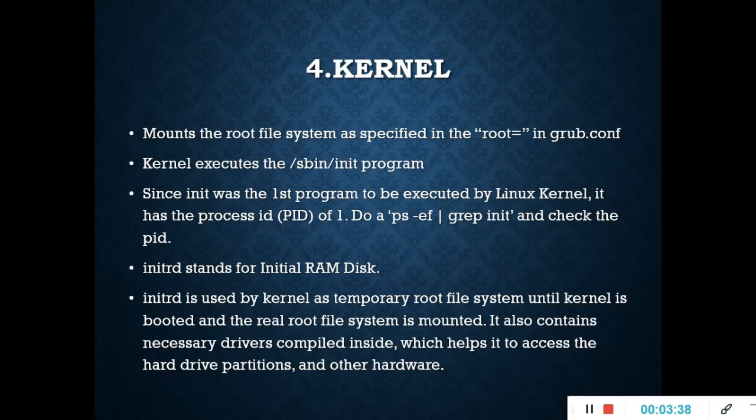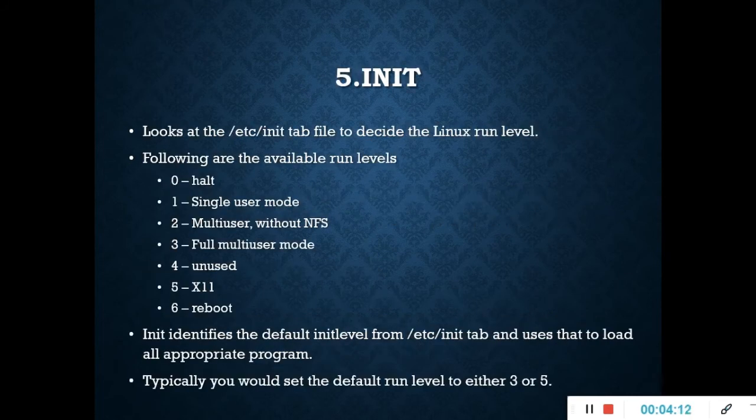The kernel executes the sbin init program. Since init was the first program to be executed by the Linux kernel, it has process ID 1. You can check with ps -ef, grep init, and check the PID. Initrd stands for initial RAM disk. Initrd is used by the kernel as a temporary root file system until the kernel is booted and the real root file system is mounted. It also contains necessary drivers compiled inside which help it to access the hard drive partitions and other hardware.